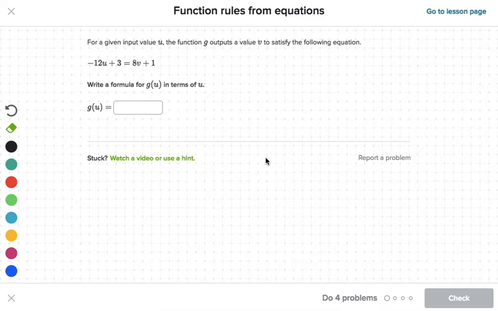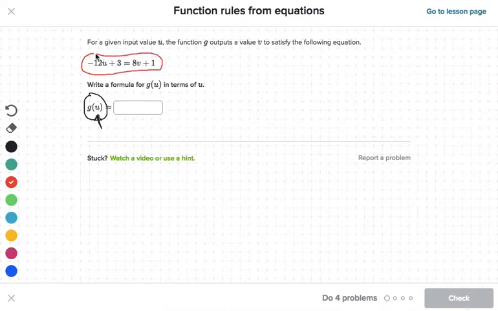Today we're going to look at function rules from equations, and specifically we're going to look at this idea that the function given by g of u, so specifically we have an input u, is representing the other variable, the output variable within the equation. So you'll see if you look up here, we have an equation in two variables, okay? We've got the variable u and we've got the variable v, okay?